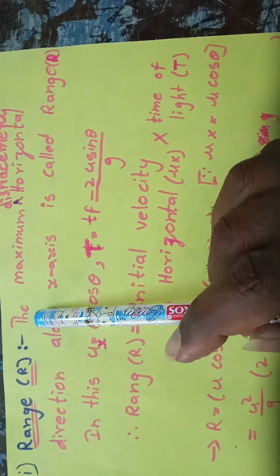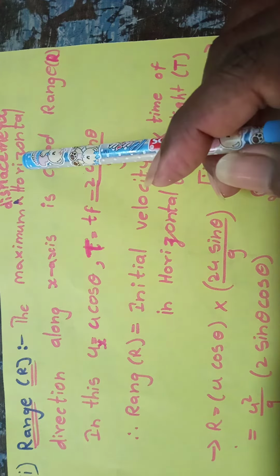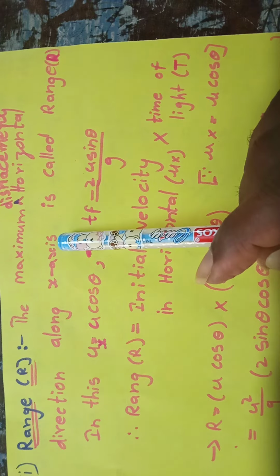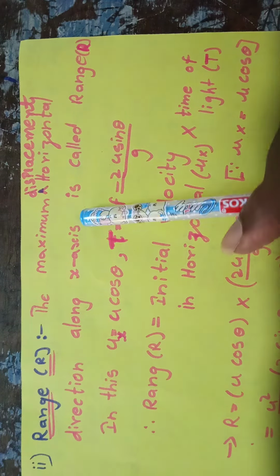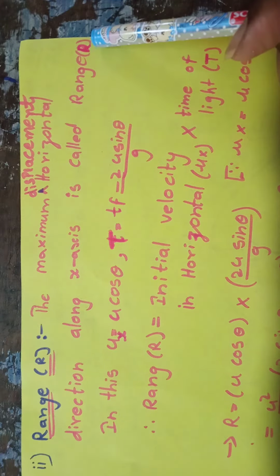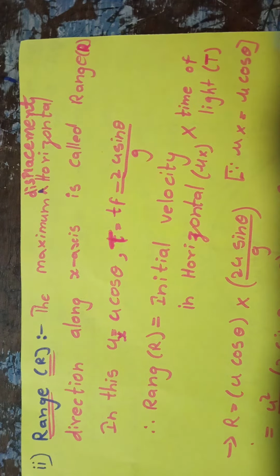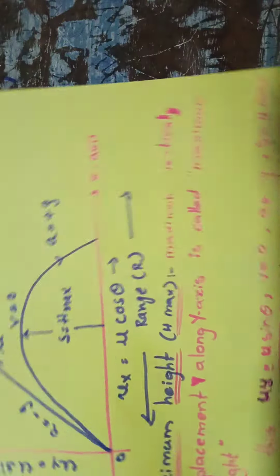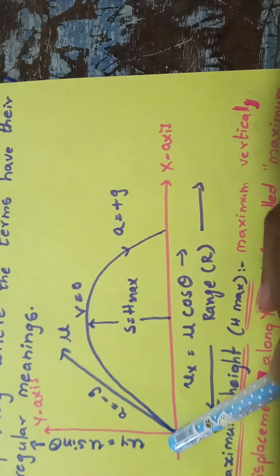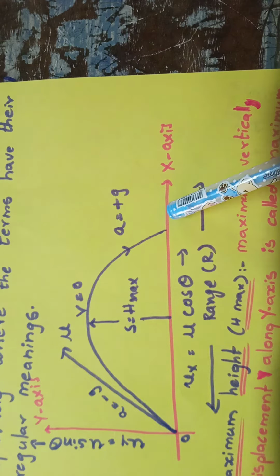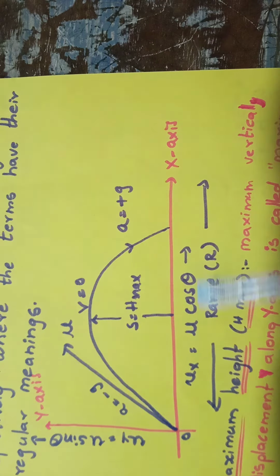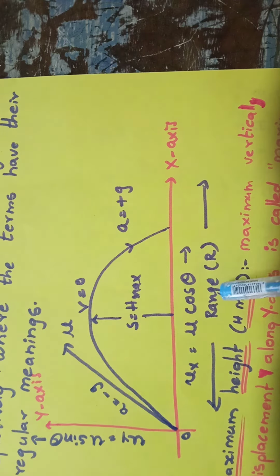Range: the maximum displacement in the horizontal direction along the x-axis is called range. Range is denoted by r. Now look at the diagram. Here the object covers not only the vertical direction, it covers the horizontal direction also. In the horizontal direction, the component is ux is equal to u cos theta. Range is denoted by r.